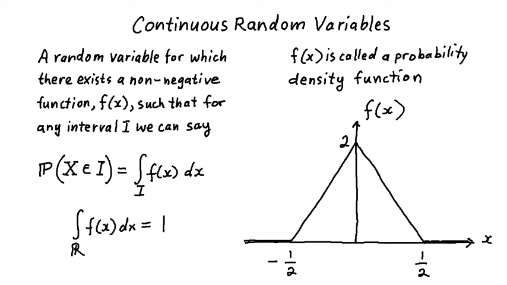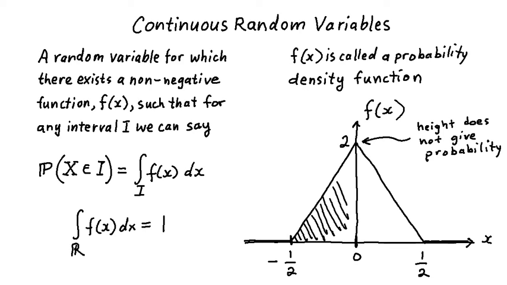It's important to remember that for continuous random variables, probabilities are not given by the height of the graph. Instead, as we said a moment ago, probabilities are the result of integration. If we wanted to find the probability that capital X is found on the interval from -1/2 to 0, for example, we would integrate from -1/2 to 0. The area under the curve on this interval is 1/2, which gives us the probability we're after.